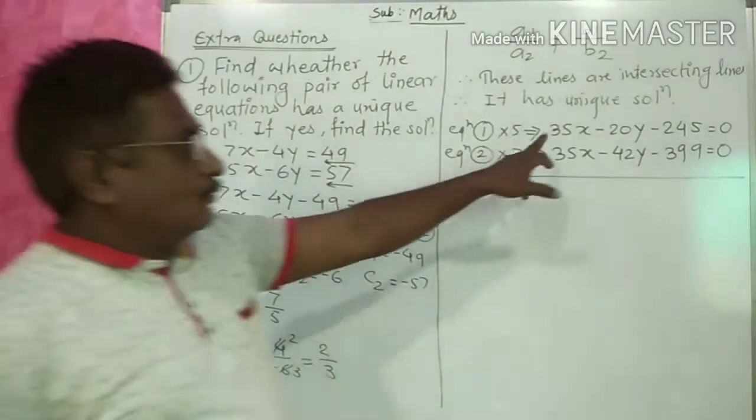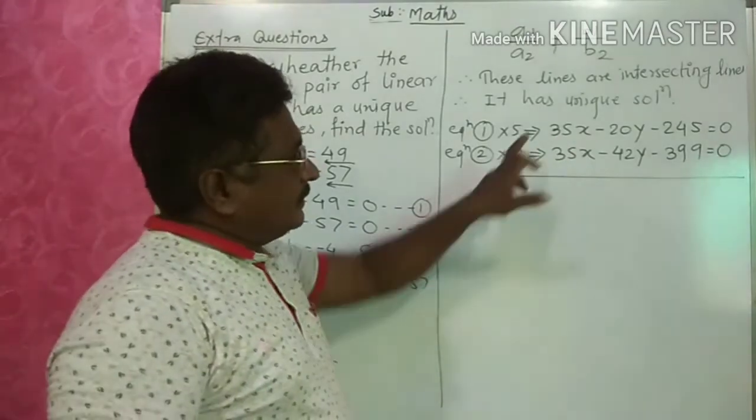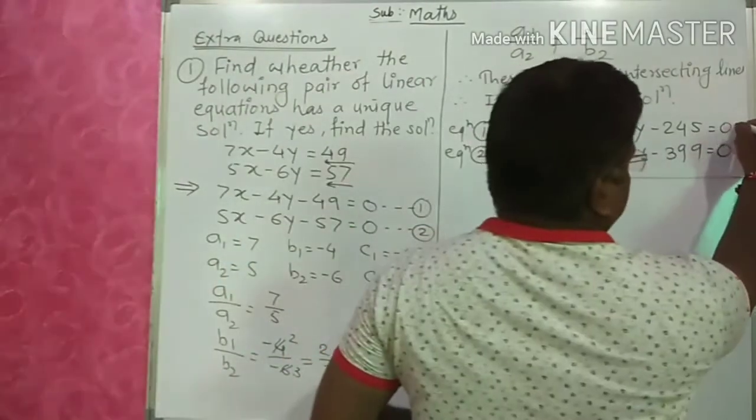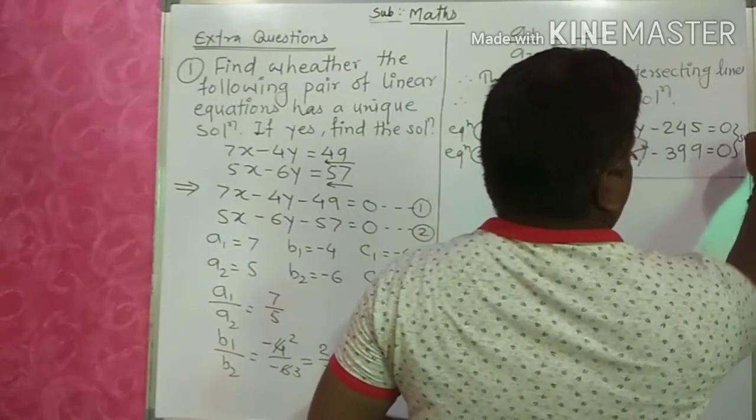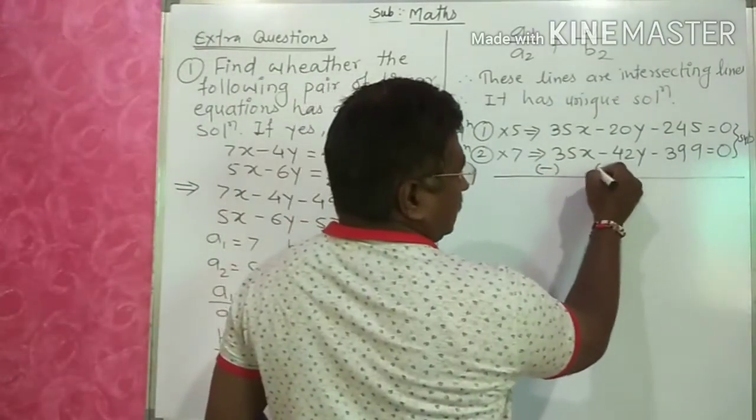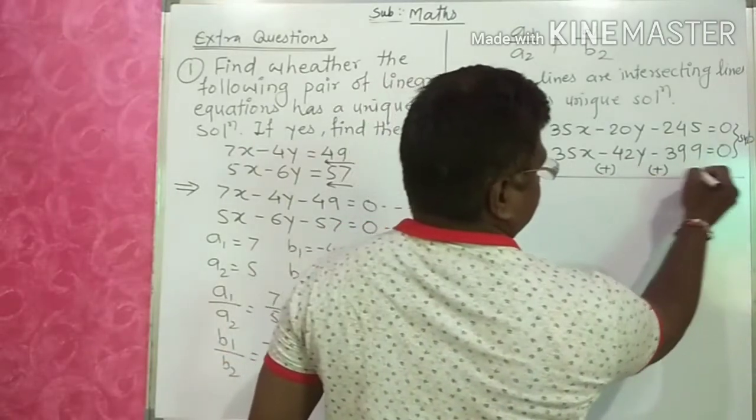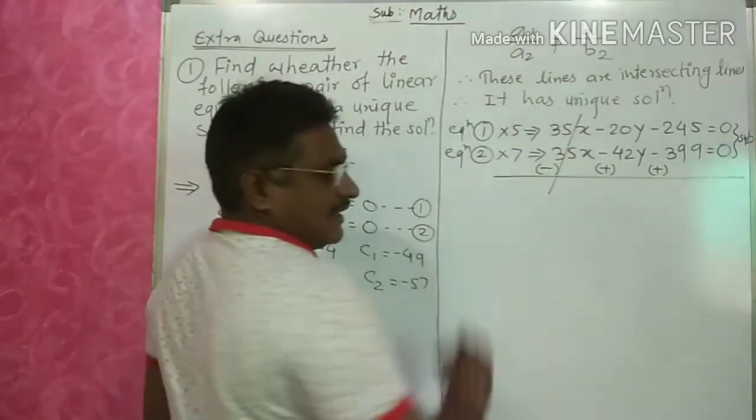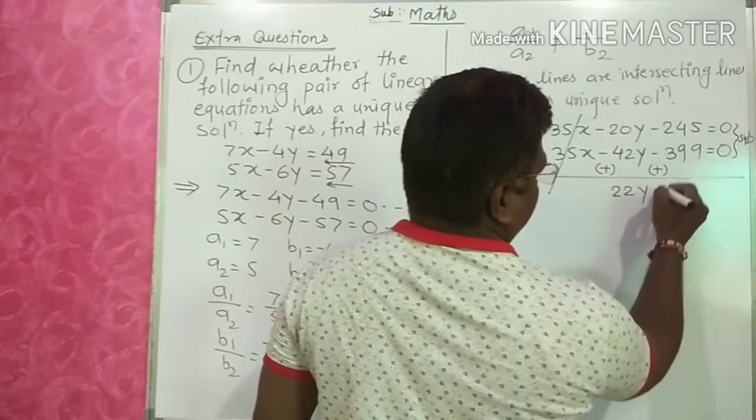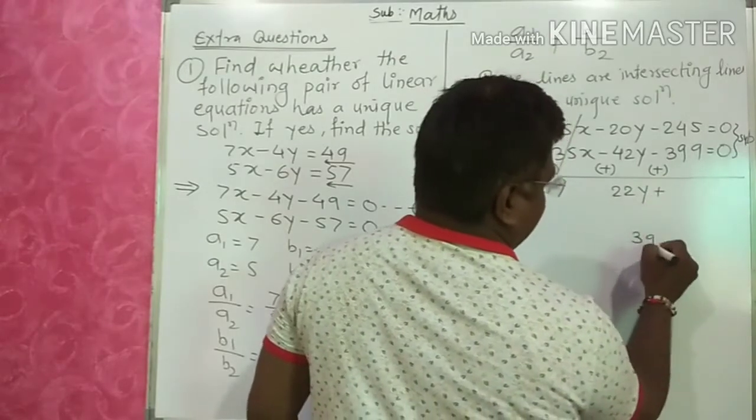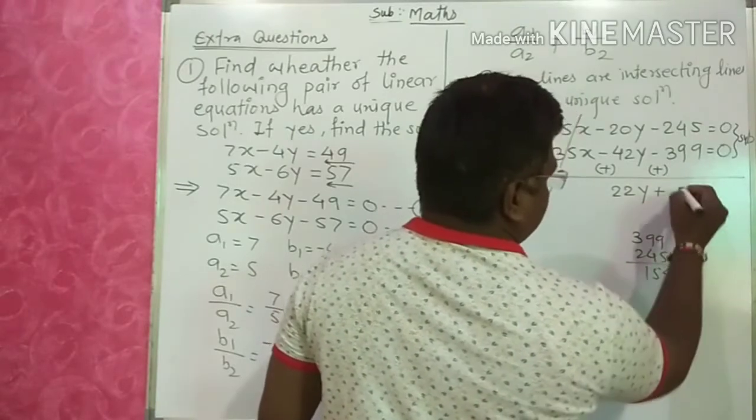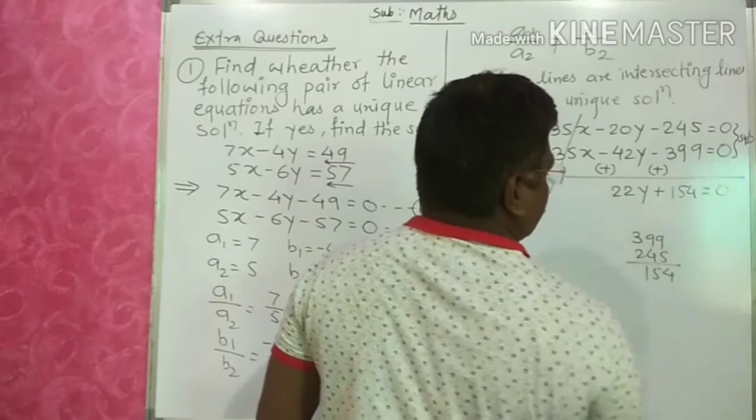Now what has to be done? Their coefficients are equal. Now check their signs. Sign is also equal, positive, positive. Then what has to be done? Subtraction. So subtraction means what has to be done? Change the sign. So x is eliminated. Now what will we get? 22y plus 399 minus 245, that is 154, equals to 0.